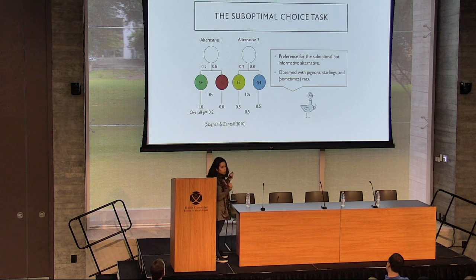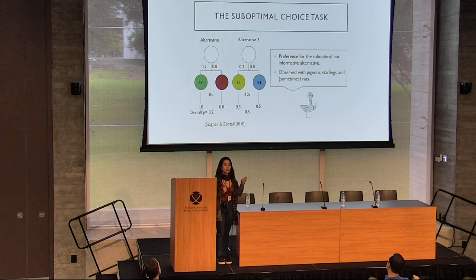So what I'm calling here alternative one, that is what Vladimir was presenting as the suboptimal alternative. We're gonna say that it is effectively the suboptimal alternative, but it's also the informative one because you have signals that clearly say when I'm gonna get food or not. Comparable with the other alternative, in which yes, it's the optimal alternative, but I need to wait, uncertain of what is going to happen at the end of the trial.